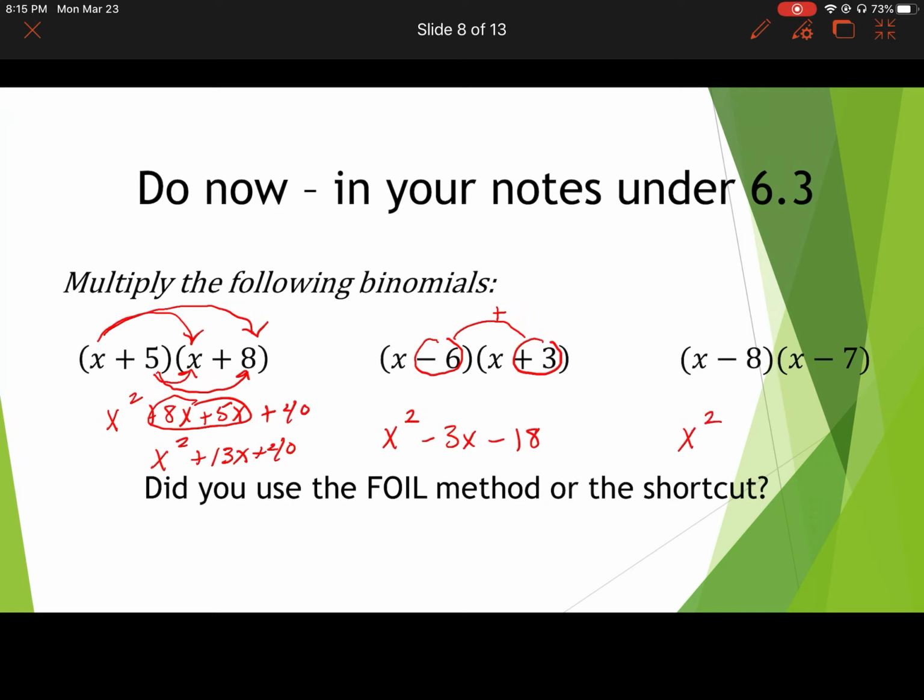Looking at this last one, the more you do it, the easier it becomes. If I add them, I get negative 15x. If I multiply them, I get positive 56. And the shortcut does help you with what we're going to do today, because we're going to reverse that process.